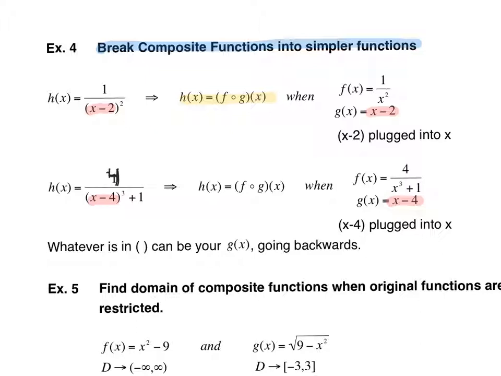So essentially, try a highlighter. Whatever is in parentheses can be your g of x, and we're basically going backwards.